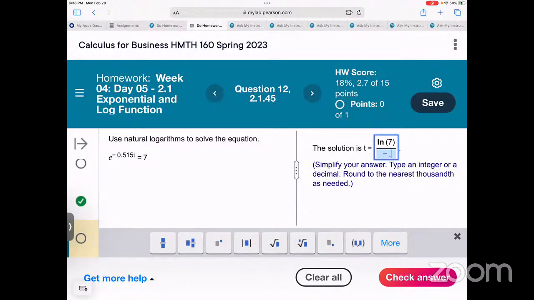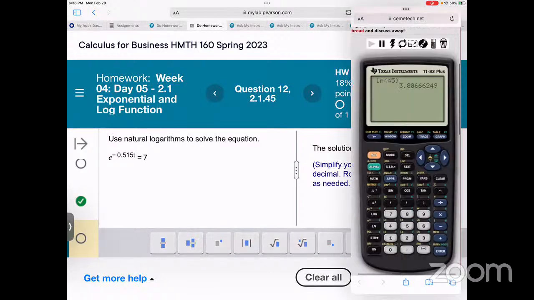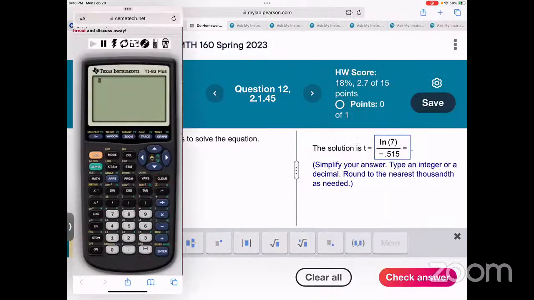Simplify your answer, type an answer as an integer or decimal, rounded to the nearest thousandth. So then this is going to be approximately, we're going to use our trusty dusty rusty. We can do the log of 7 divided by, the bottom is a negative 0.515. That's decent.